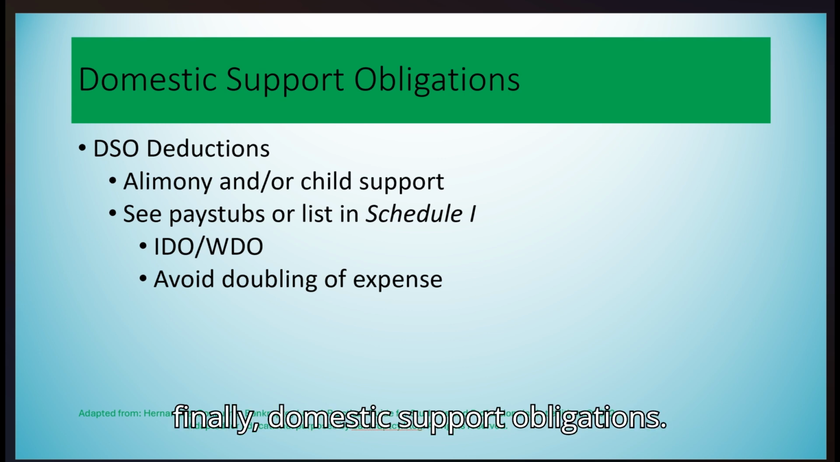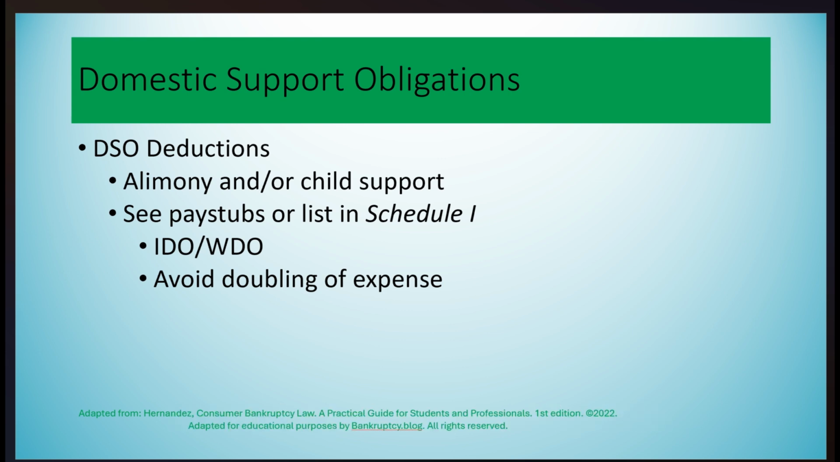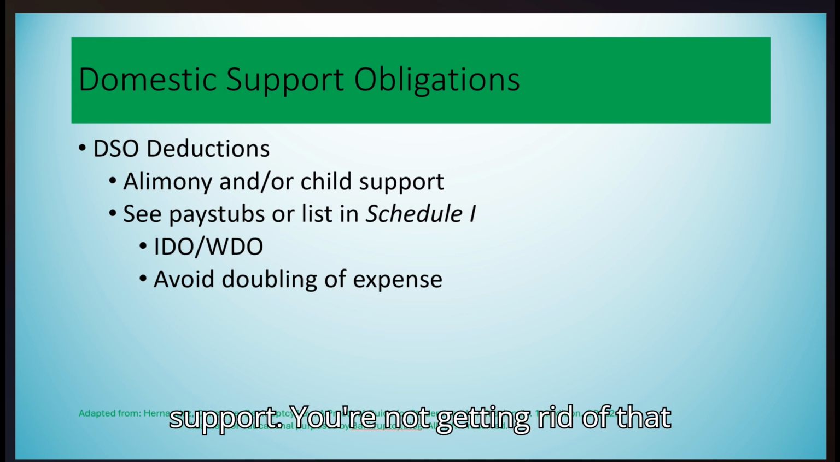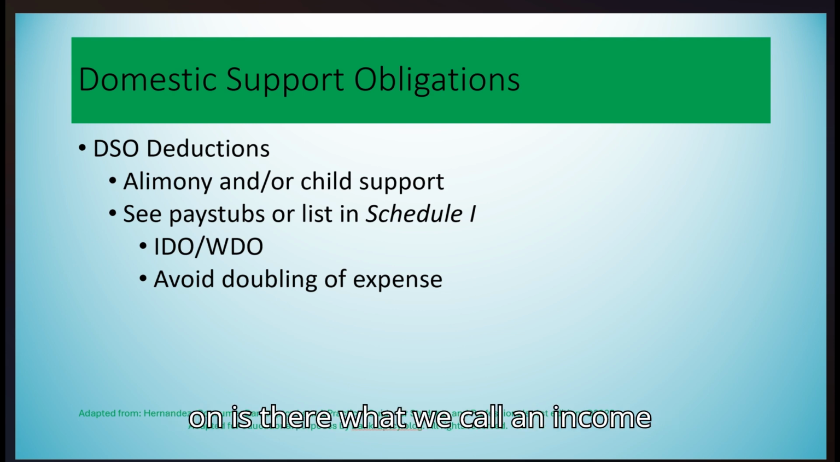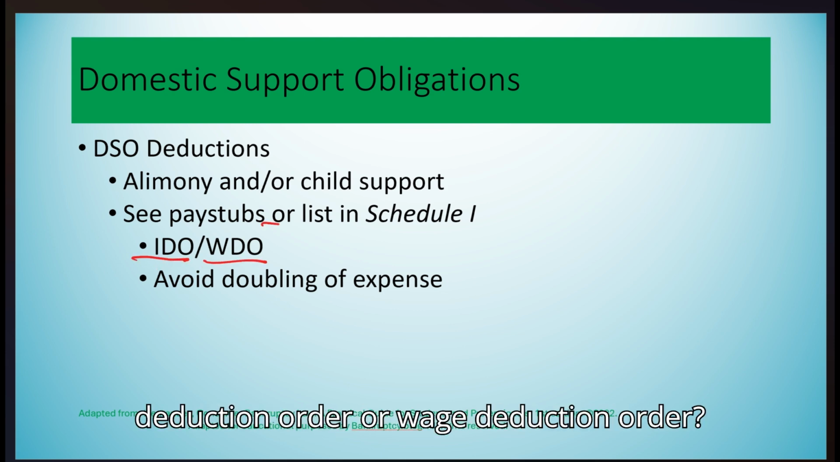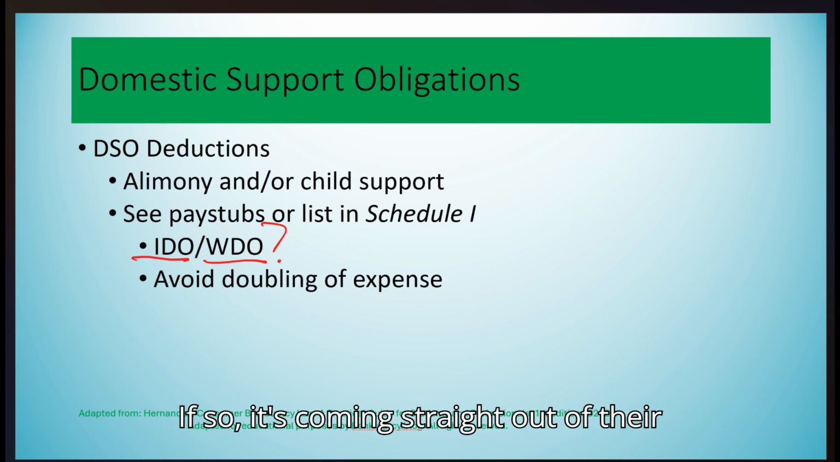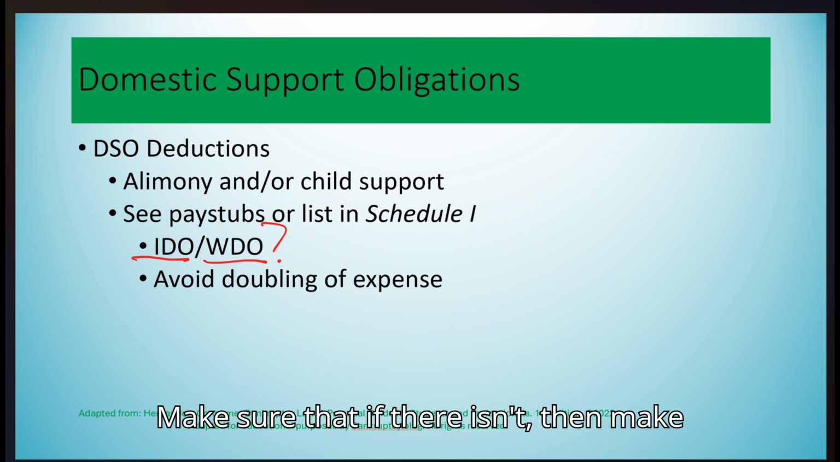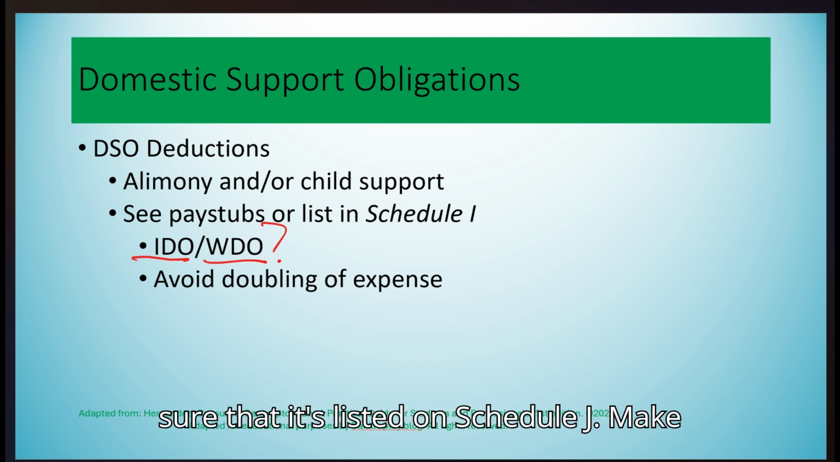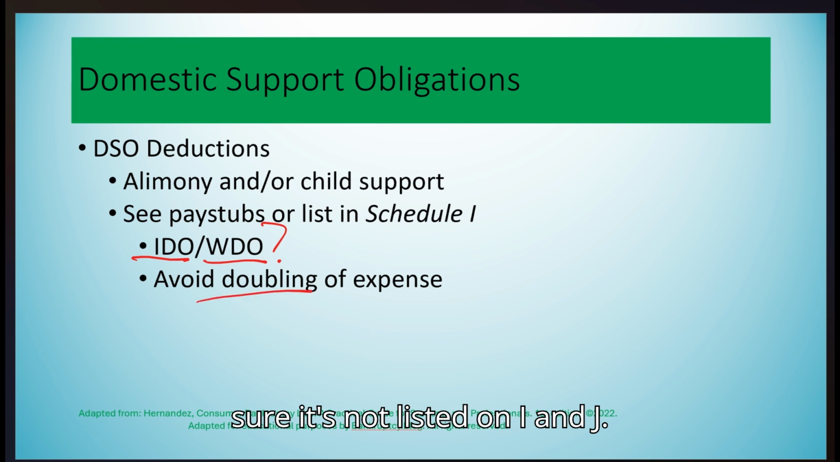Now, finally, domestic support obligations. Remember, that's alimony and spousal support. You're not getting rid of that in bankruptcy. I just want you to focus on, is there what we call an income deduction order or wage deduction order? If so, it's coming straight out of their paycheck. That is the norm, basically. If there isn't, then make sure that it's listed on Schedule J. Make sure it's not listed on I and J.